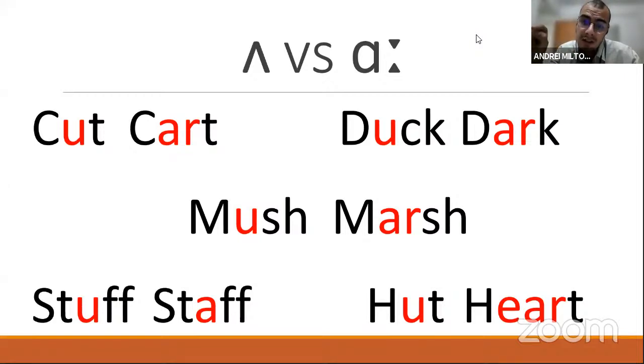So the first one is cut, and the next one is cat, right? Cut, cat. It's not cat. It's cut and cat, duck and duck, mush and mash, stuff and staff, hut and hat. Okay, remember that. Whenever you see the letter U, most probably in monosyllabic words, like small words, you need to pronounce it like this. It's different.